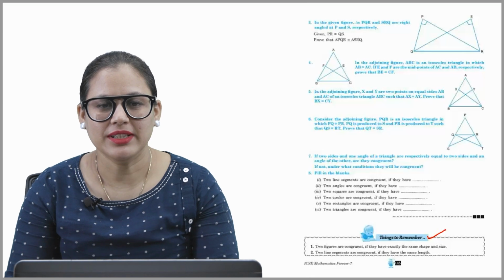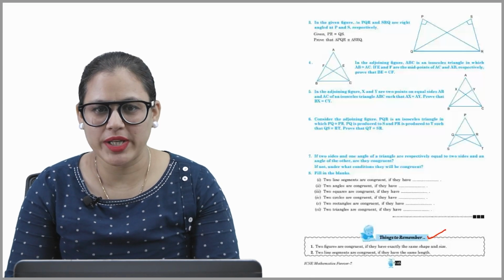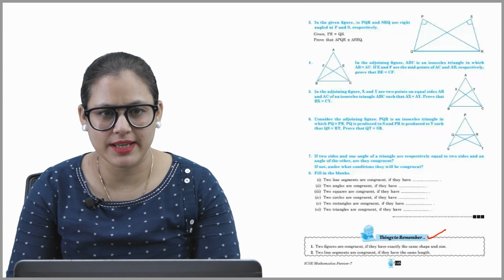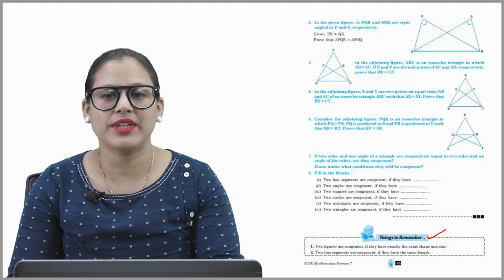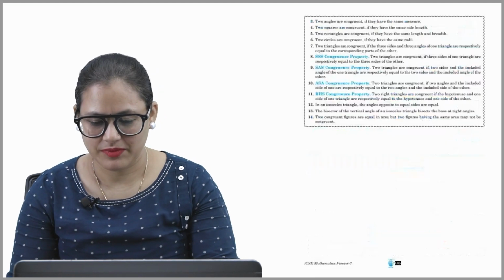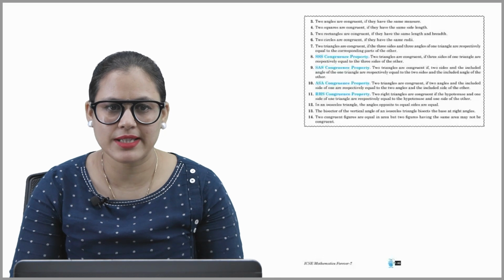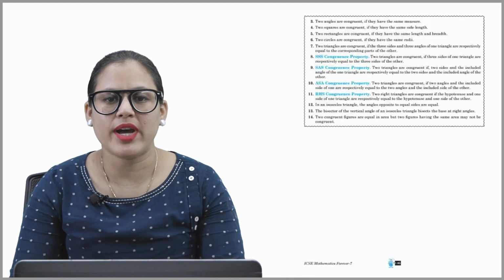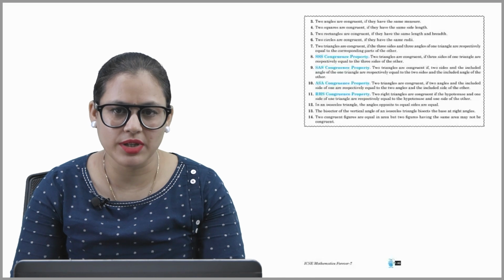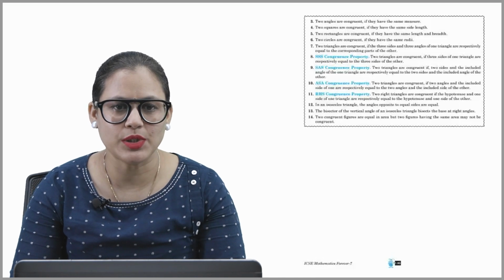Things to remember. Number 1, two figures are congruent if they have exactly the same shape and size. 2, two line segments are congruent if they have the same length. 3, two angles are congruent if they have the same measure. 4, two squares are congruent if they have the same side length. 5, two rectangles are congruent if they have the same length and breadth. 6, two circles are congruent if they have the same radii. 7, two triangles are congruent if the three sides and the three angles of one triangle are respectively equal to the corresponding parts of the other.